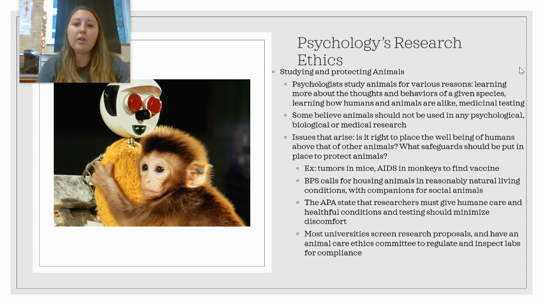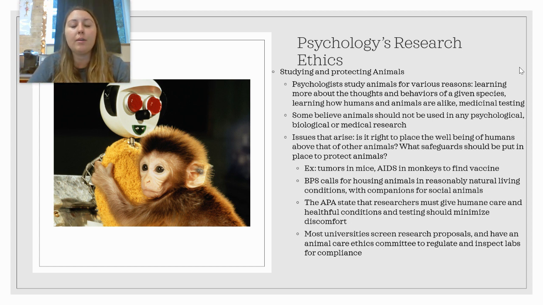And another big reason why animals are studied is in place of humans. So let's say we want to test a new medication, we might test it on animals rather than on humans, especially if the animal has a similar processing system, like a nervous system or heart, for example, as humans do.